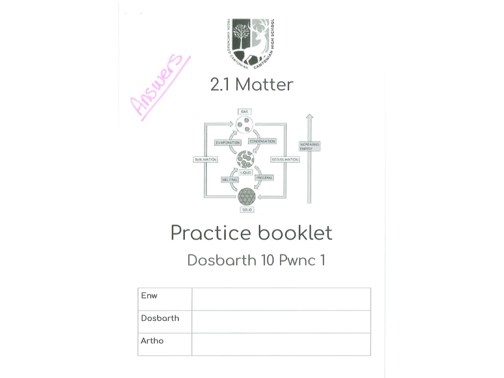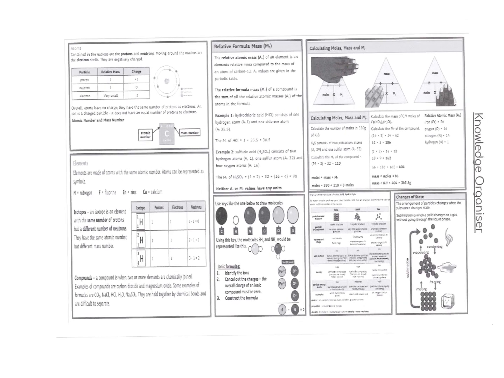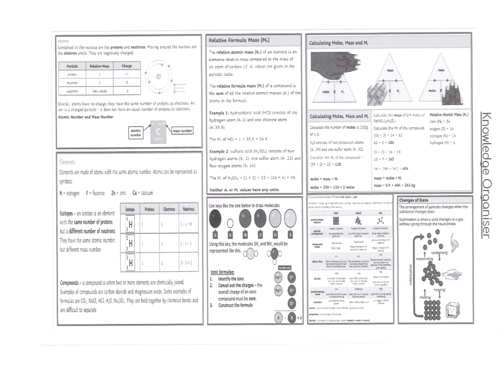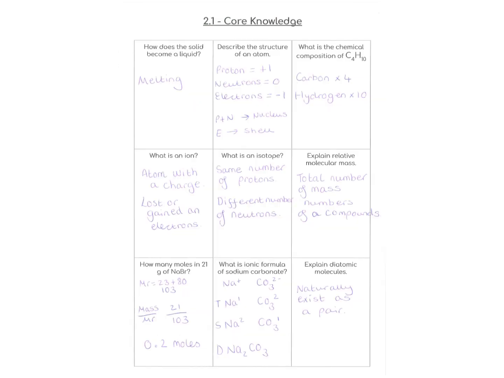So this is the answers to the 2.1 matter booklet. This will be the whole of the double booklet and then the start of the triple booklet. So you've got that, and it'll be in a lot of a nicer kind of look with your knowledge organiser and bits that you can zoom in on. You've also got your keywords that you can use.